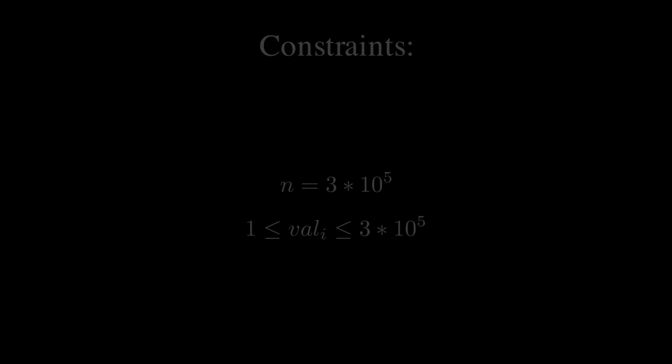For some details about the question, the number of nodes, n, can be at most 3 times 10 to the power of 5. And the value of each node is a positive integer between 1 and 3 times 10 to the power of 5.